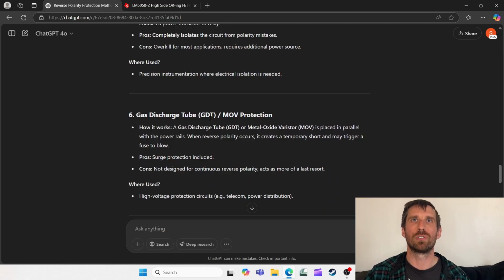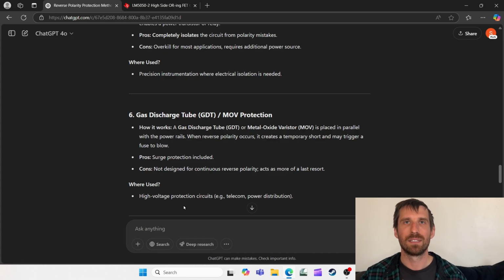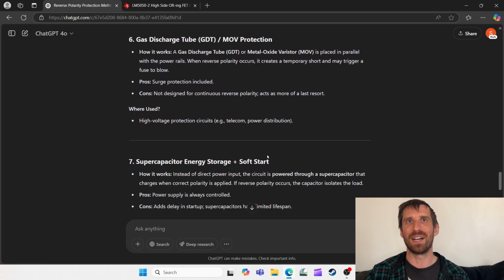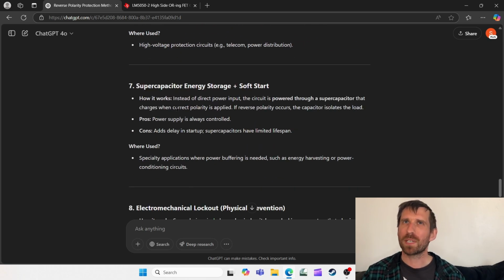Gas discharge tube plus MOV protection. Nope, because I'm doing like 12 volts, man. Like for most people, like high voltage power distribution. Nope. That's major voltage right there. So nope, I'm not. Super cap. I thought this was interesting, but immediately your cost is high. And then your voltage has to be really low. So, nah.